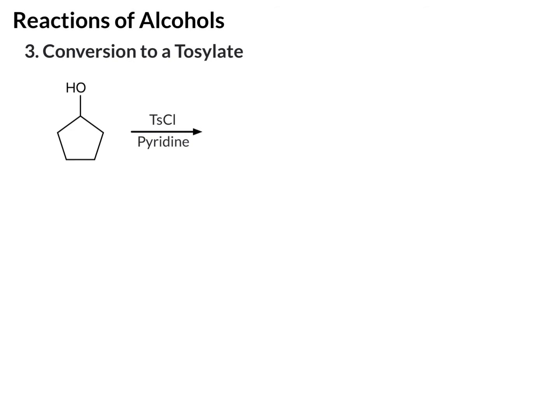So let me draw the product here for you. We're going to take this alcohol, add the tosyl chloride and pyridine. And on this oxygen, we end up with the TS group bonded. And this OTS is a good leaving group. It's very similar to a halogen in that regard.